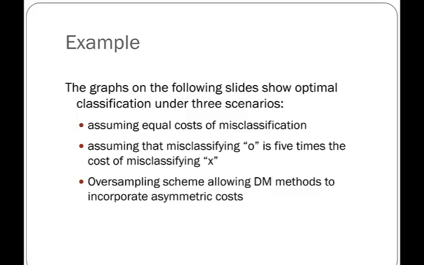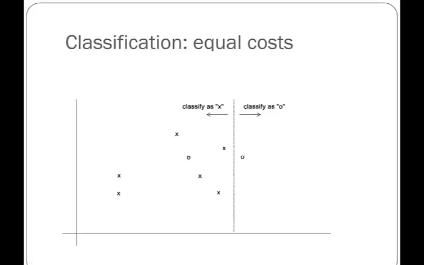And in what follows, we have 3 different scenarios where we have equal costs of misclassification, 5 times the cost of misclassifying one over the other, and oversampling that allows us to incorporate those asymmetric costs. So here's the case where we have data, we have X's and O's, we have equal costs here, and so if we draw the line where you see it, we're going to classify everything correctly except for this one thing.